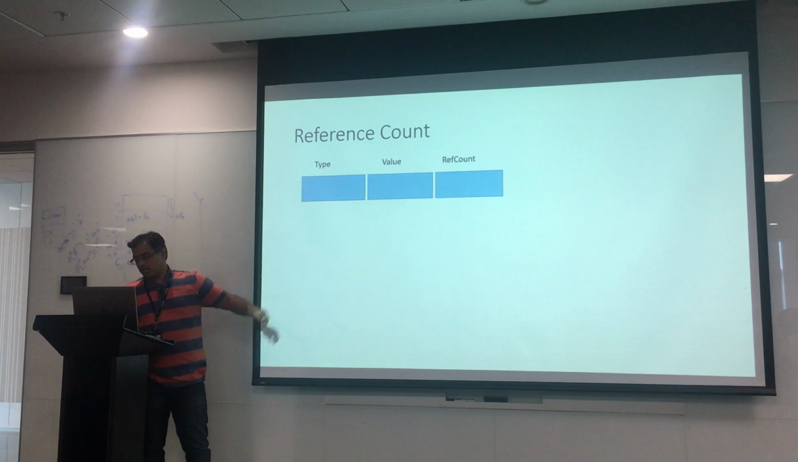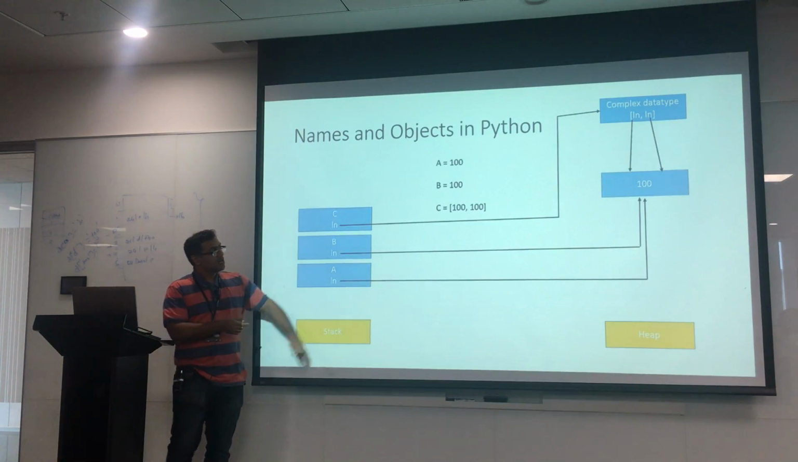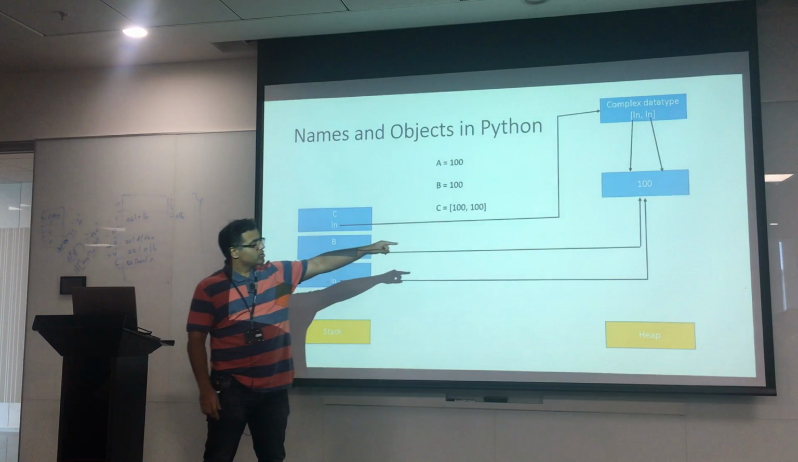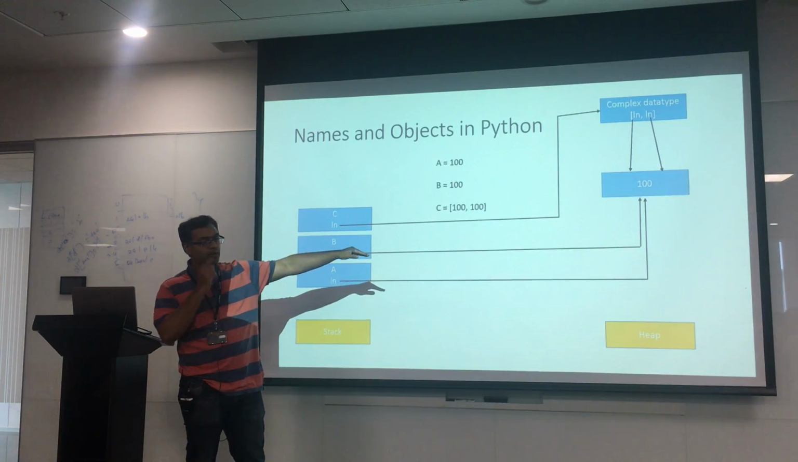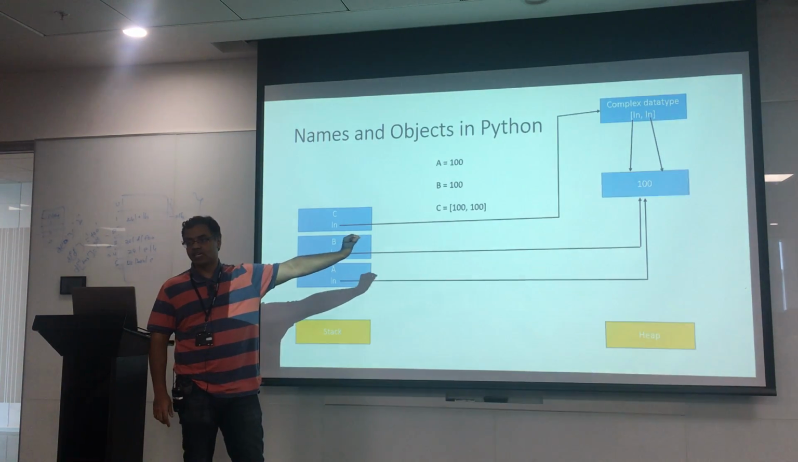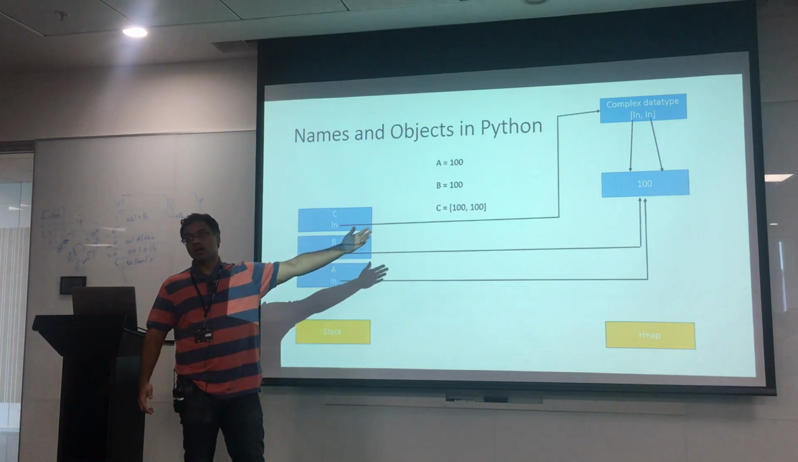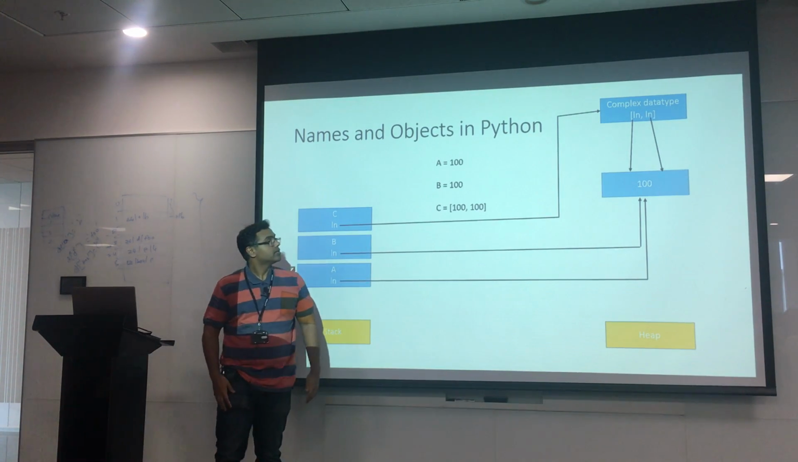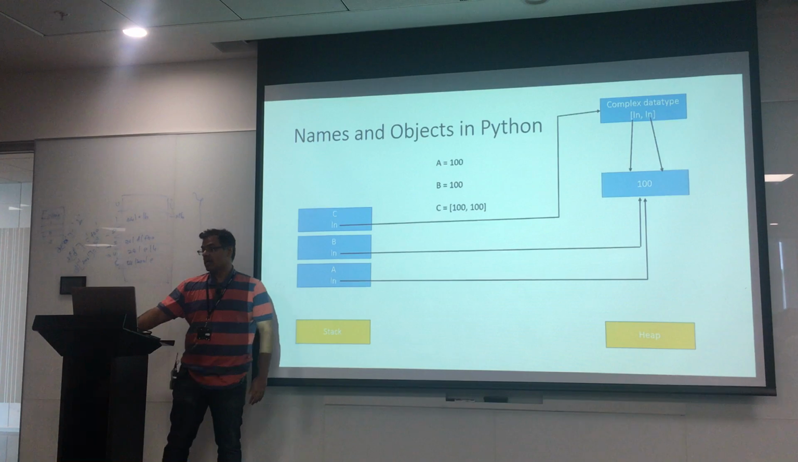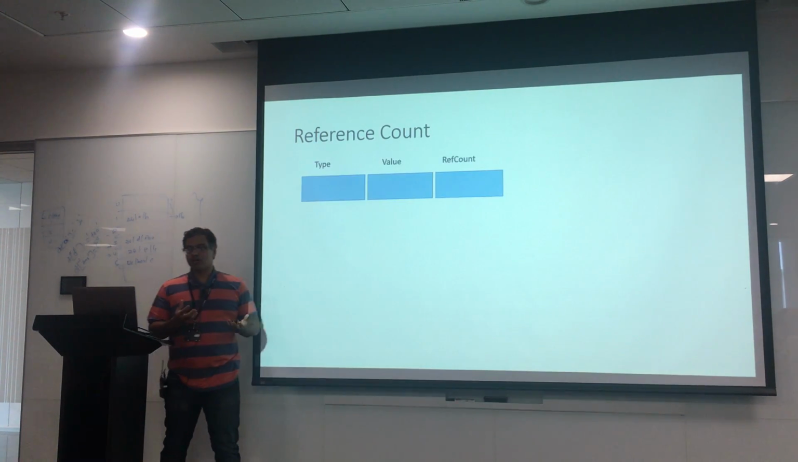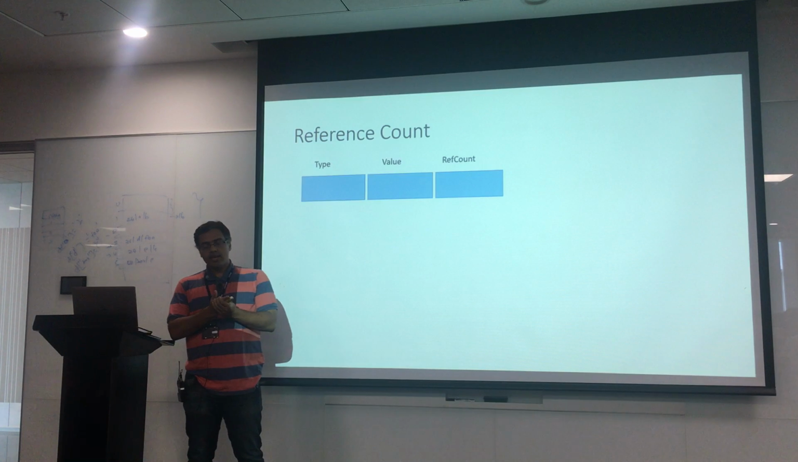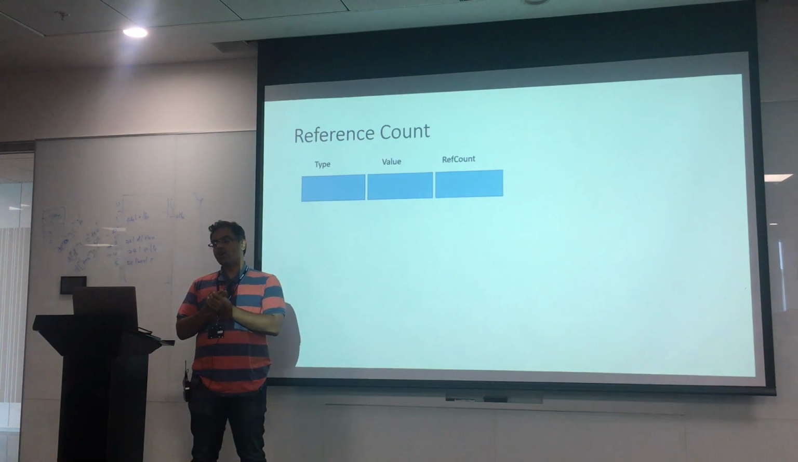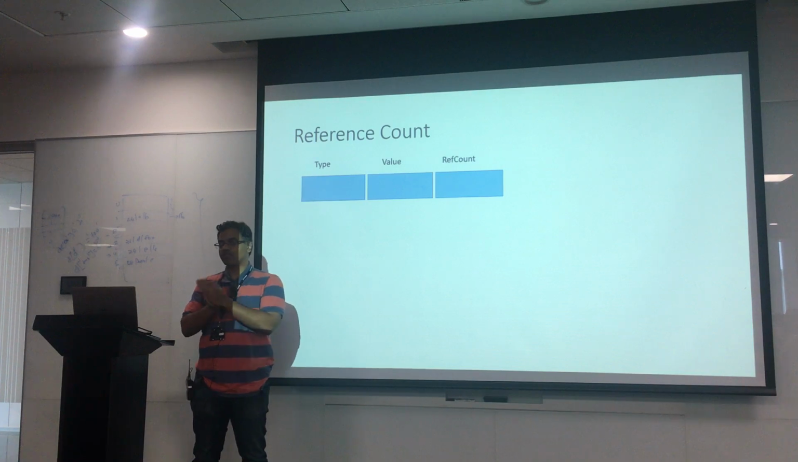And you have a ref count. Ref count is basically how many references there are to that particular object. So in this case, there are 4 references. That is the basic meaning of ref count. In Python, when the ref count becomes 0, that means that object is no more referenced, and you're going to remove it out of memory.